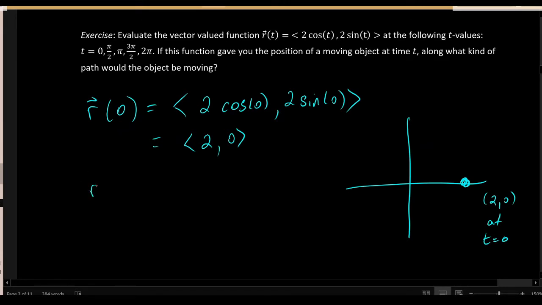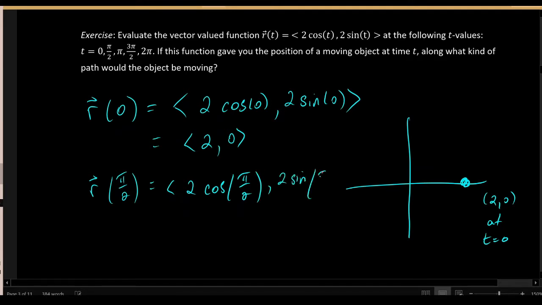Now, moving on to pi over 2, if we plug that t value into our vector-valued function, this time the cosine becomes 0 and the sine is positive 1. So let me note that when t is equal to pi over 2, this time the vector-valued function is pointing to the point 0, 2.